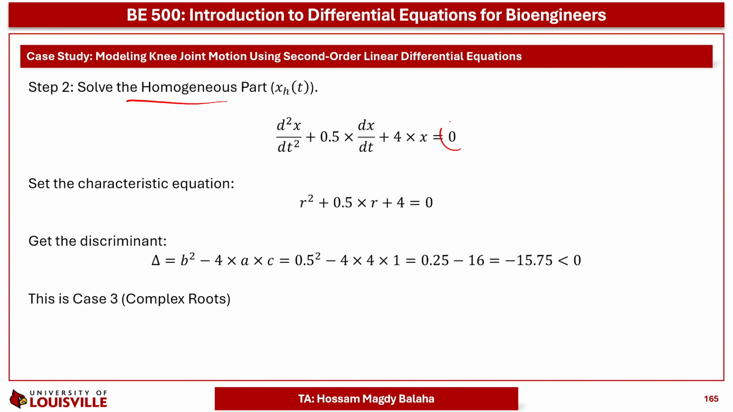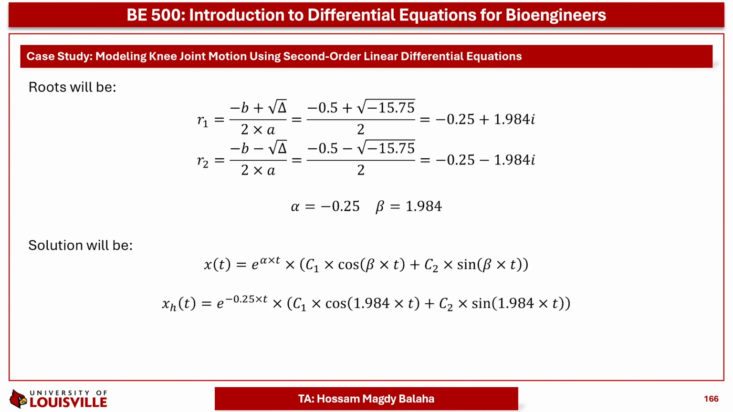Simply substitute 0 for the force. And as we mentioned, we can use the characteristic equation because the coefficients are constants. So the corresponding characteristic equation will be r squared plus 0.5r plus 4 equals 0. We can get the discriminant, which will be b squared, which is 1/4, minus 4ac, which is 16, and it will be lower than 0, which refers to complex roots.